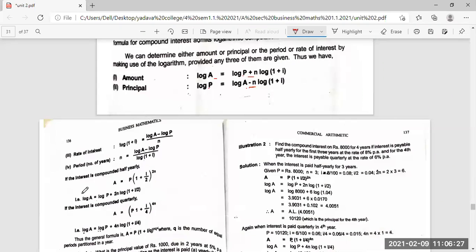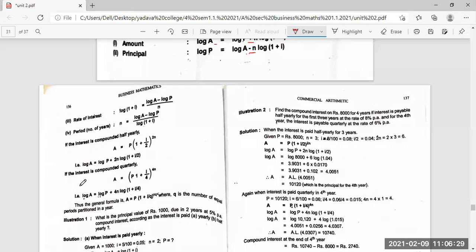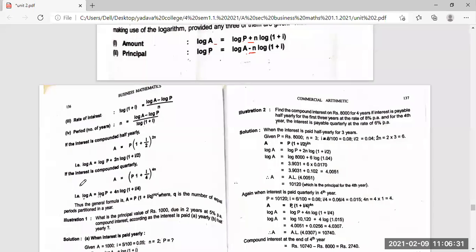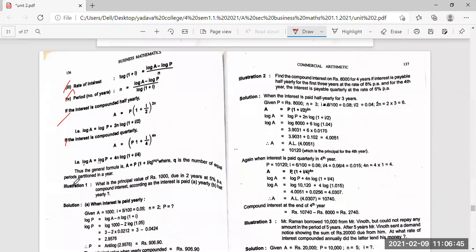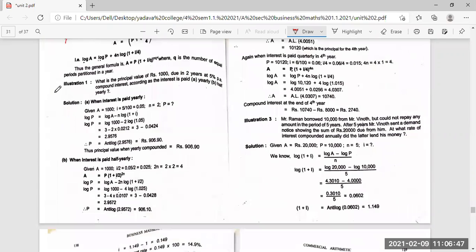Okay, first problem. They have given the rate of interest, period, and everything; all the formulas they have given. Nearly 5, 6, 7 formulas are there. So now directly moving to the problem, illustration 1.